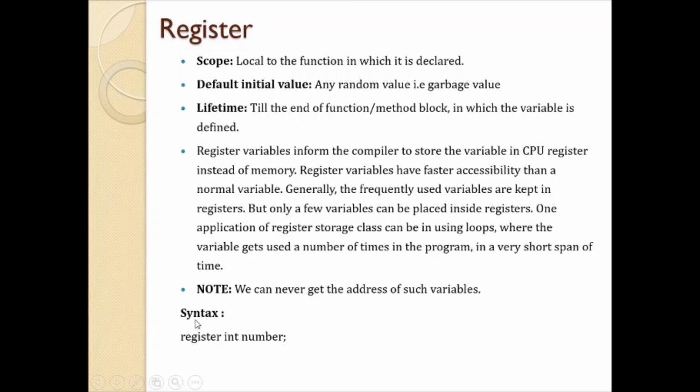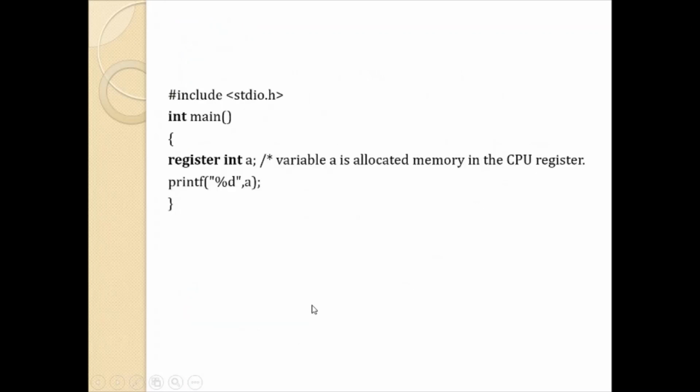The syntax of defining register variables is the register keyword, then the data type followed by the variable name. So here is an example. In the main function we have defined one variable a with the keyword register. So now it is a register variable. This a will get memory in a CPU register, not in main memory. And here you are going to print the initial value of this variable a. The initial default value of all register variables is some random value, also called a garbage value.